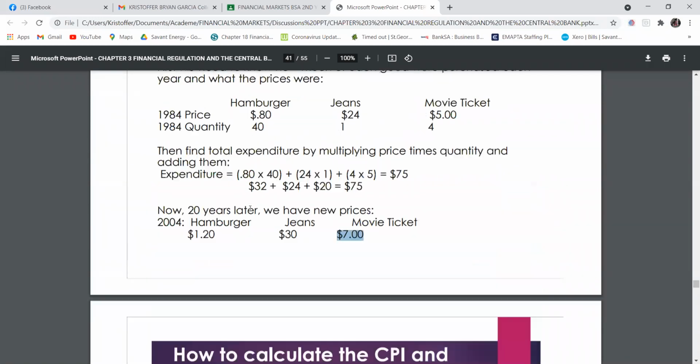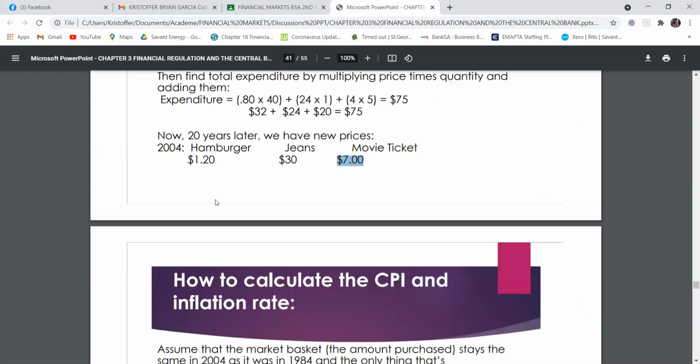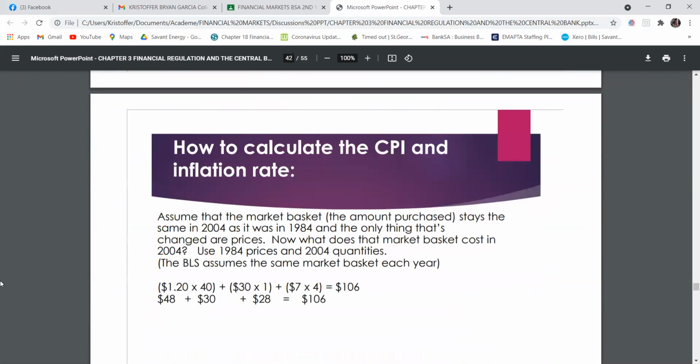So, ibig sabihin yung quantity, okay, stays the same. Ang nabago lang talaga is yung price. Okay? Stays the same. It was in 1984. And the only thing that's changed are prices. Yan. Ibig sabihin, sa economics, ang tawag dyan is yung other things held constant.